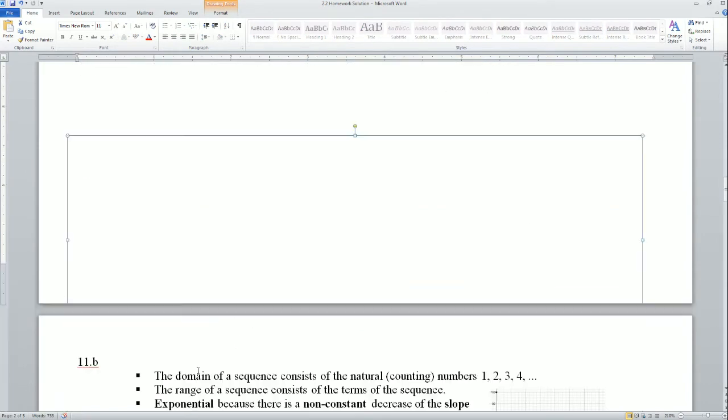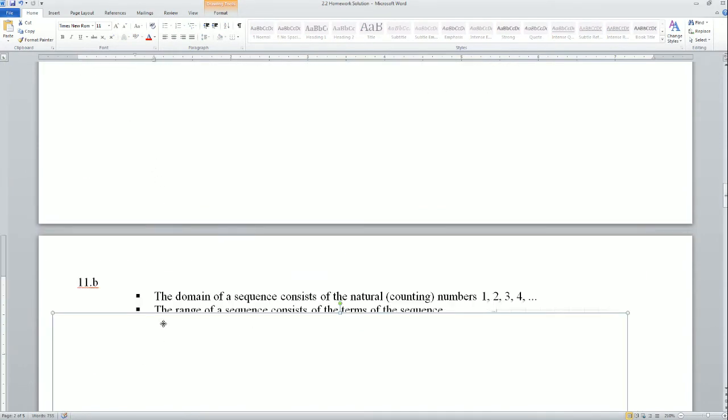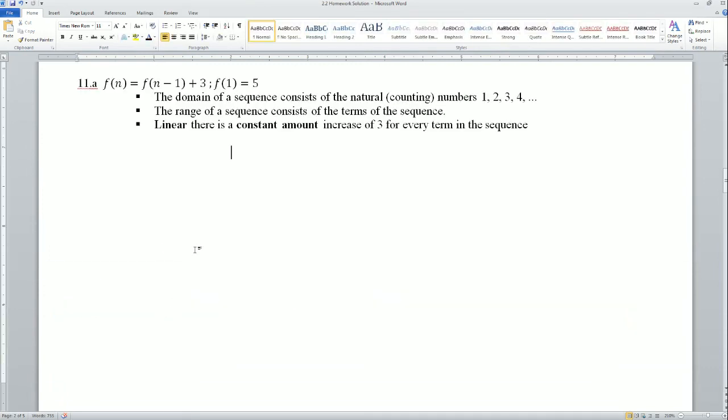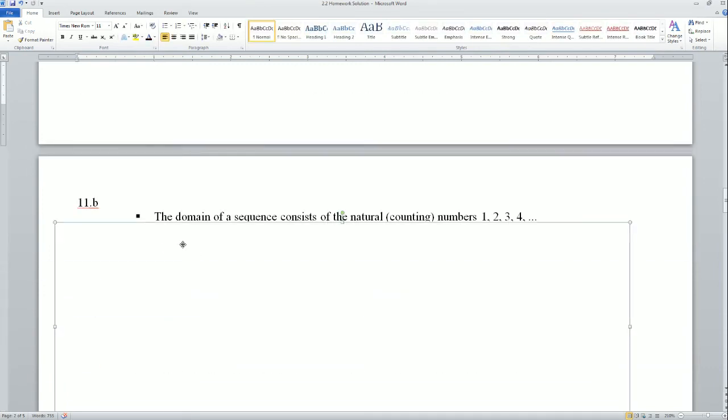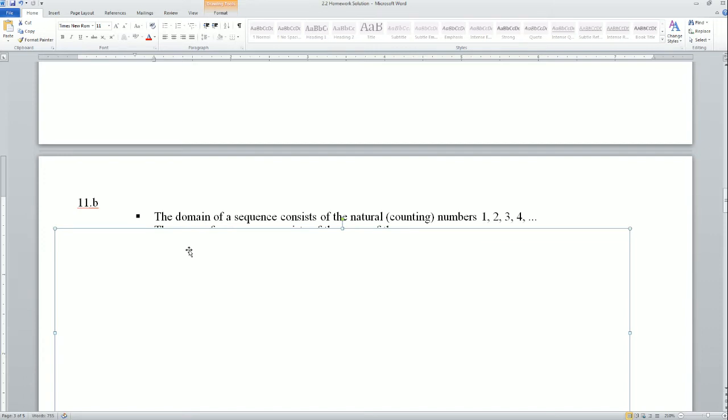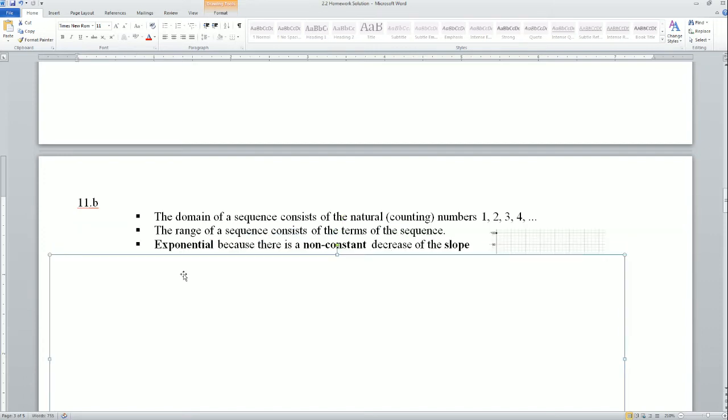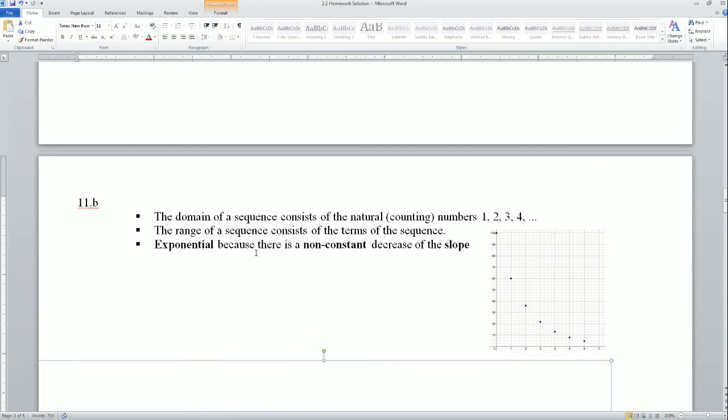I should have 11b right here. Yep, 11b. There should be an image. The domain of a sequence consists of all natural numbers, counting 1, 2, 3, and 4. Oh, it's right here. Here's the graph. The range of the sequence consists of all the terms in the sequence, so I think it goes from 60 all the way down to 0. It's exponential because there is a non-constant slope.